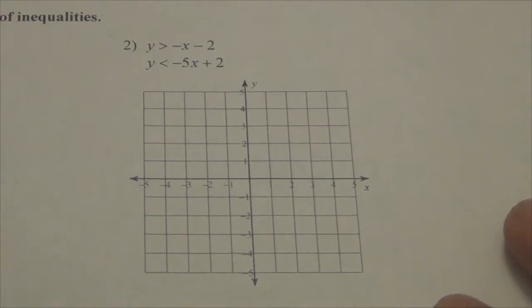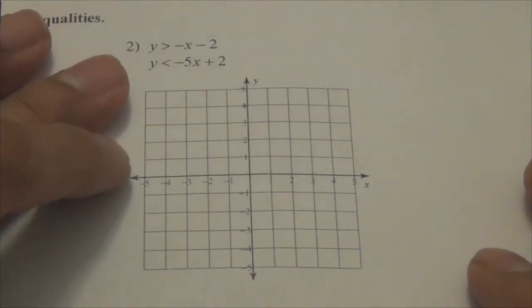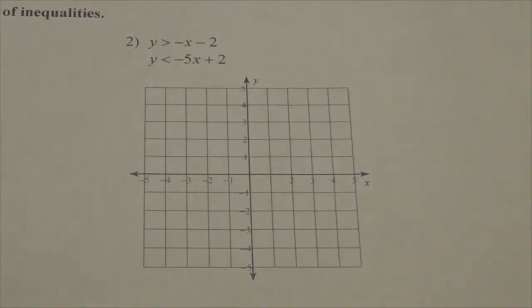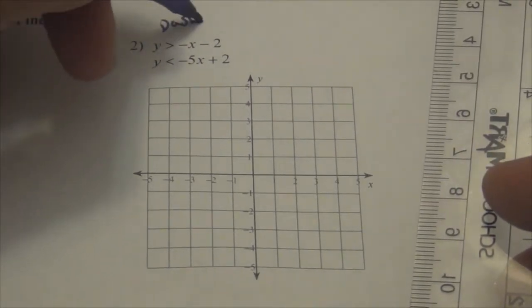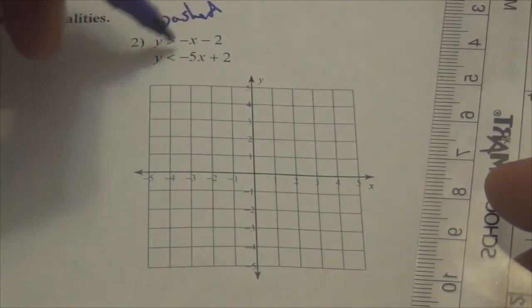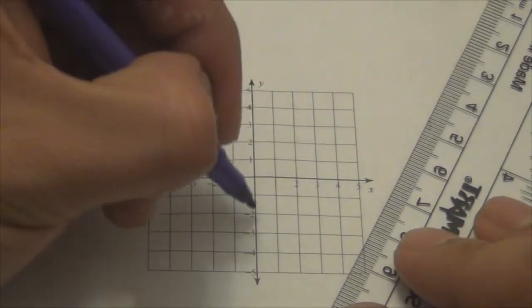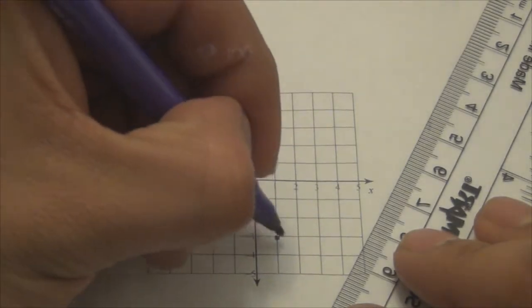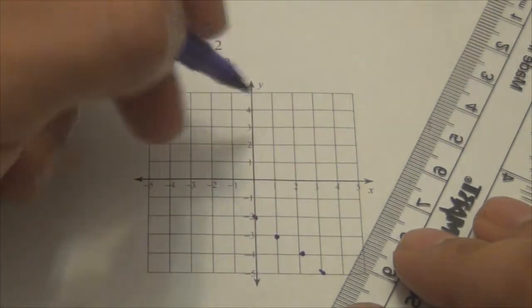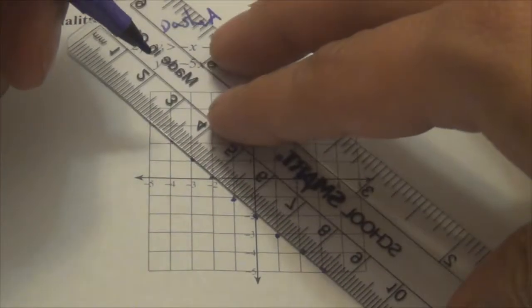Okay. Well, in this one, the equation is already solved for y, but if not, remember you solve it for y. All right. So look, they're gonna be dashed because it doesn't have the or equal to. So let's start with the first one. I start at negative 2, and I'm gonna go 1 down and 1 to the right. And remember that they're gonna be dashed.